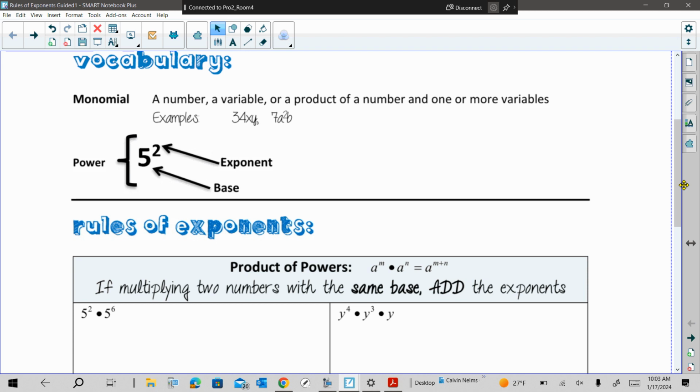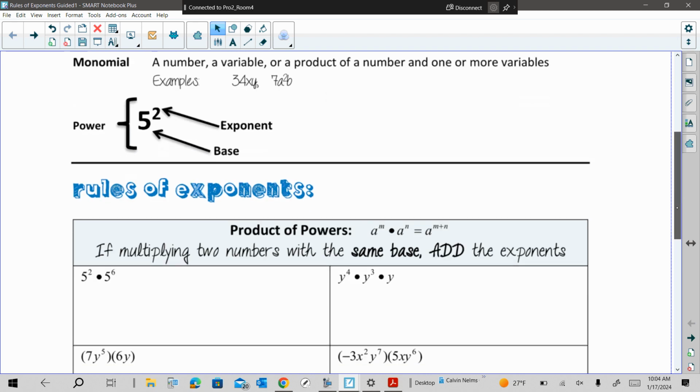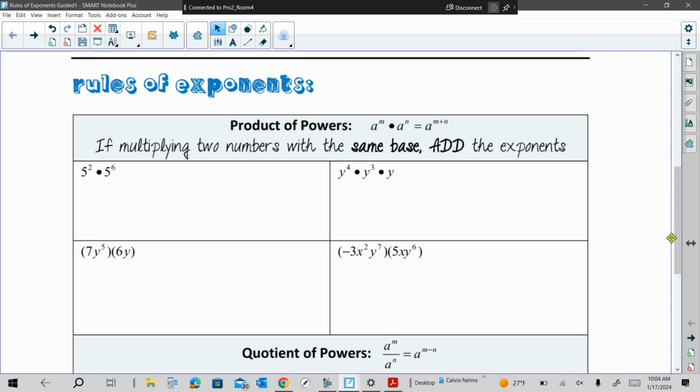I'm going to break down how the flow of the packet goes. If you look at the rule, this one is the product rule, and they wrote it for you here, a to the m times a to the n. They have the same base, so we're adding the exponents. They've given you the keywords to that rule as well. Now, if there is a coefficient, you're going to multiply those coefficients, meaning if there's a number in front of the letter, you multiply those.